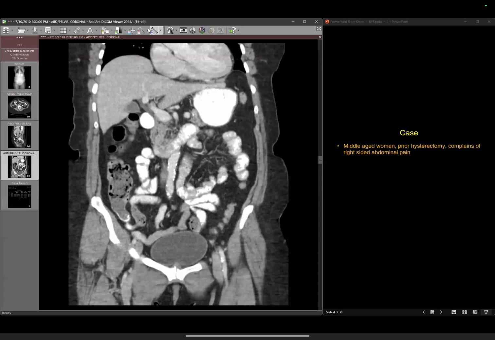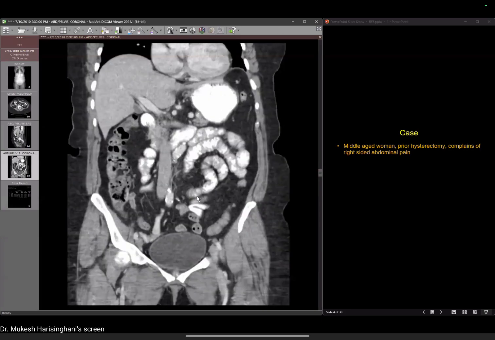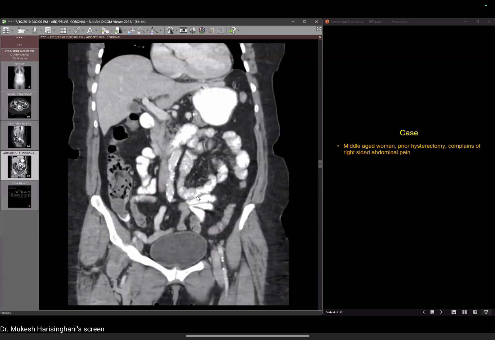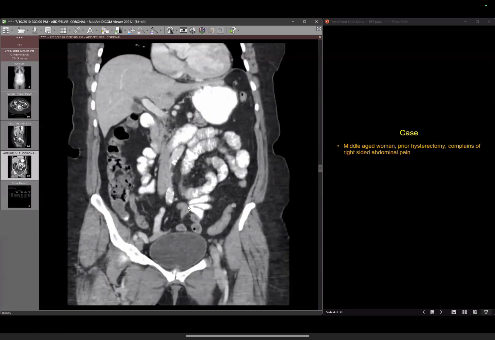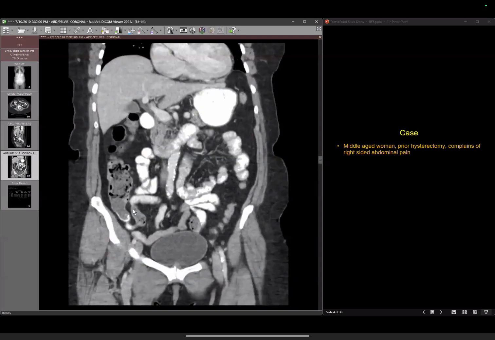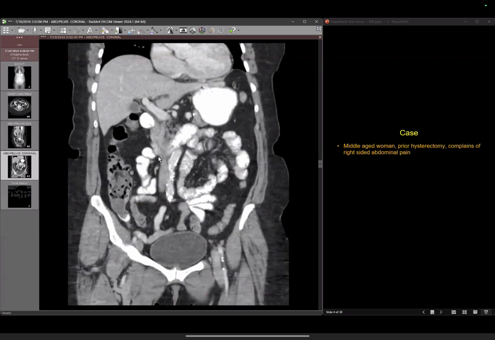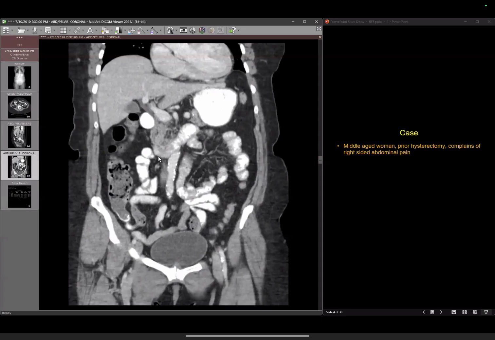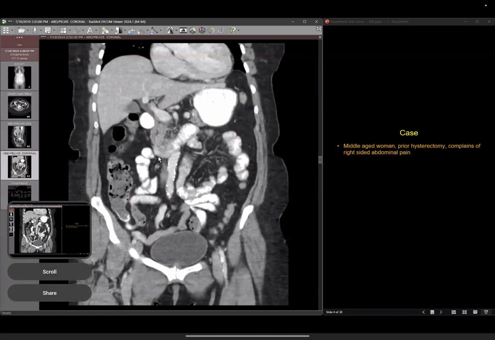Sir, there is a dilated tubular structure noted in the right iliac fossa with internal hypodense content, and some peripheral calcification is noted along its wall. So maybe it is a dilated appendix with internal hypodense contents, might be appendiceal mucocele. Excellent, excellent. So that is my question to you: when you are reading this case, would you call this a mucocele, and is that what your impression would read?